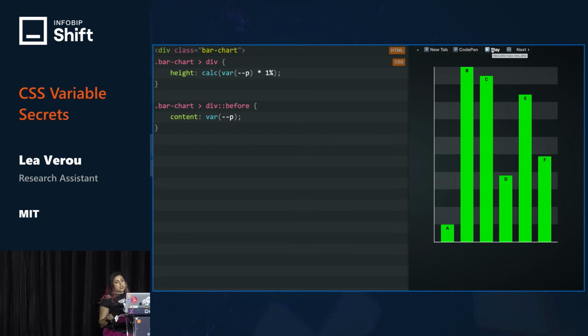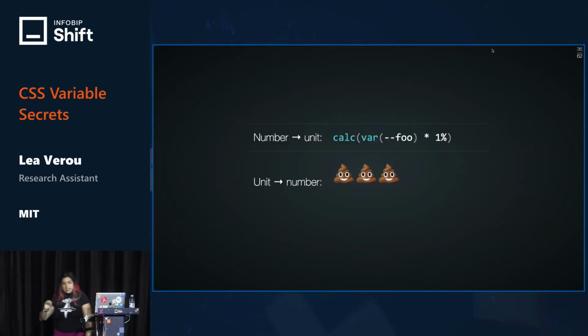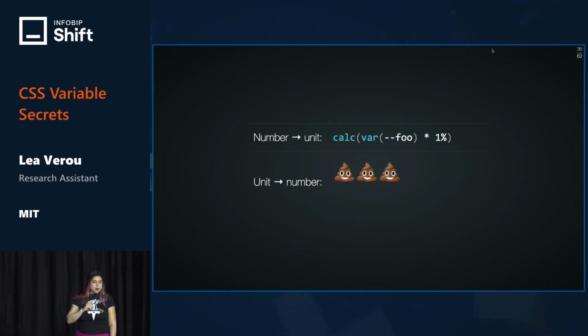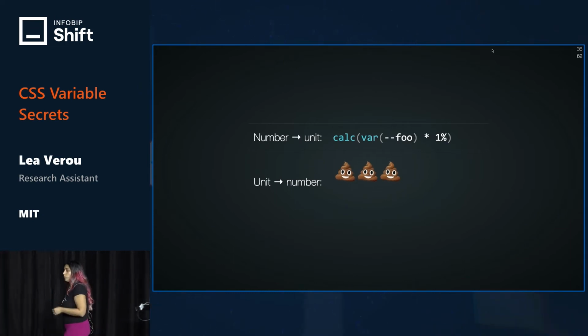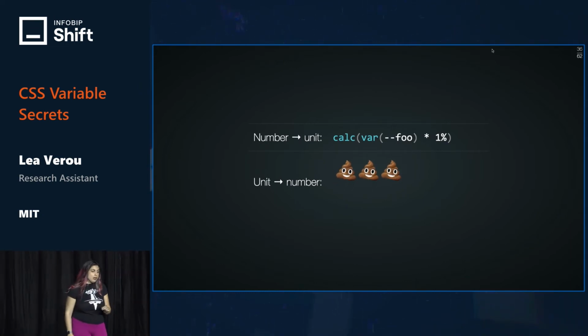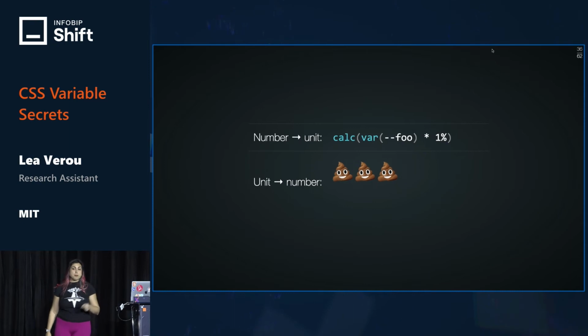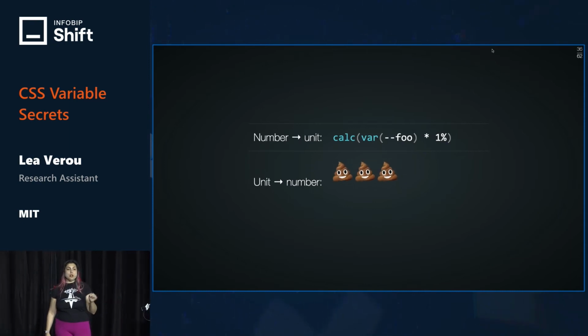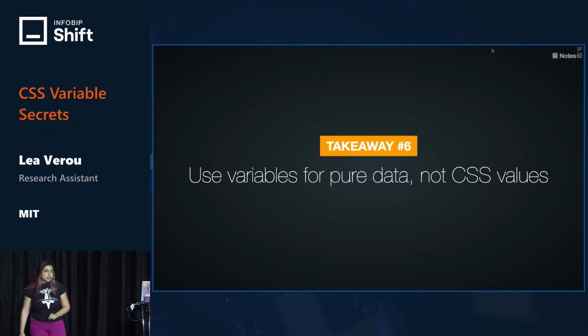But even though this works for the bar height, it still doesn't work for the content. But also, as a side point, it's actually a better practice to have custom properties that are plain numbers and convert them to numbers with units in your CSS. Because you can always go from a number to a unit. You can never go from a unit to a number. If you have a percentage, you cannot do math on that and get a number. If you have a px value, a length value, you cannot do math on that and get a plain number. In the future, we'll be able to. We'll be able to do the inverse of this multiplication, just divide. Right now, we cannot. So, in general, it's a good practice to use variables for pure data and not CSS values.